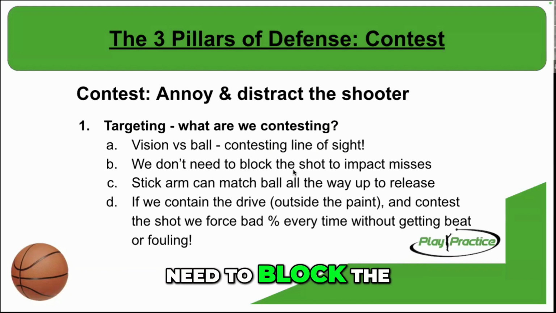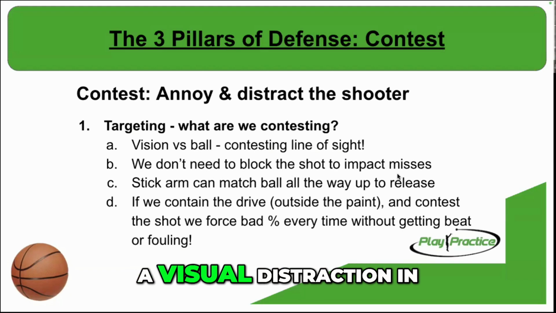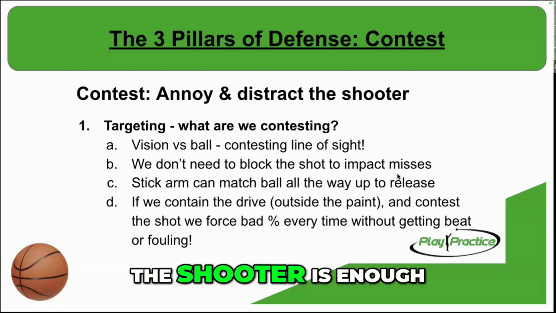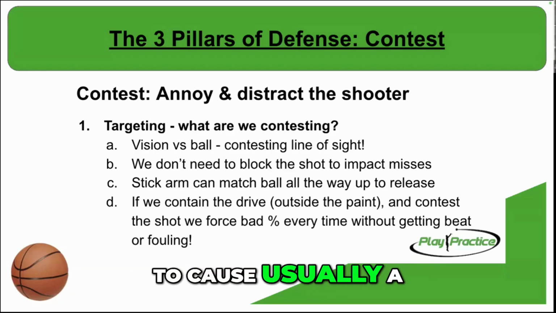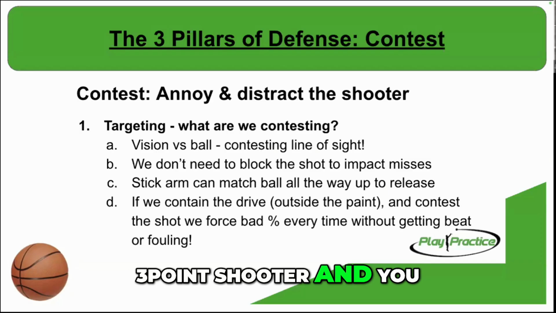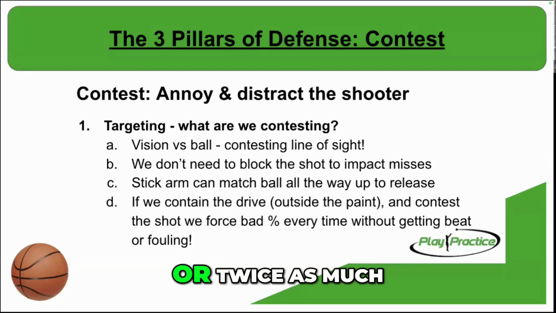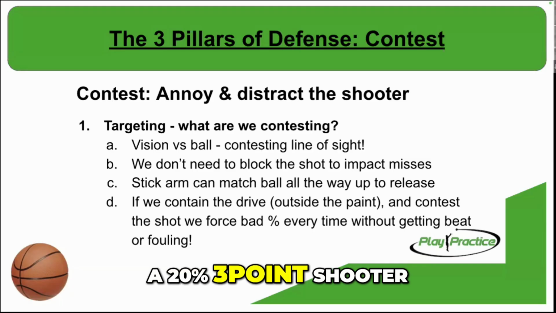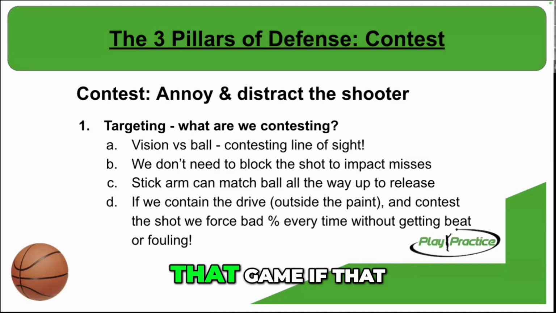And so, we don't need to block the shot to impact misses, right? A visual distraction in the eye line of the shooter is enough to cause usually a 20 up to 50% impact on misses, right? So, if you had a really good 40% 3-point shooter and you get them to miss twice as much, so they make half as many, right? We just went to a 20% 3-point shooter and we probably won that game if that was one of their better players, right?